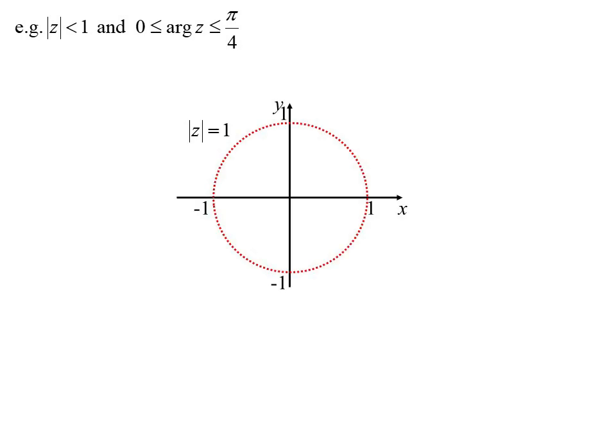Well, the first one we know is a circle. The boundary is not included, so I've dotted that. And we know the radius is 1. And we'll be inside that circle because we want all the ones where it's less than 1.